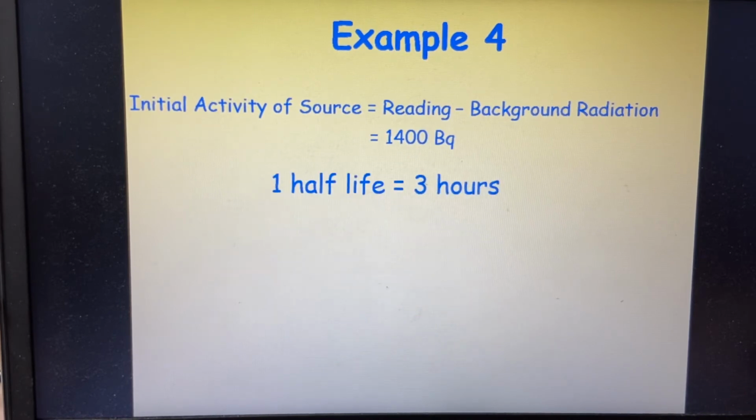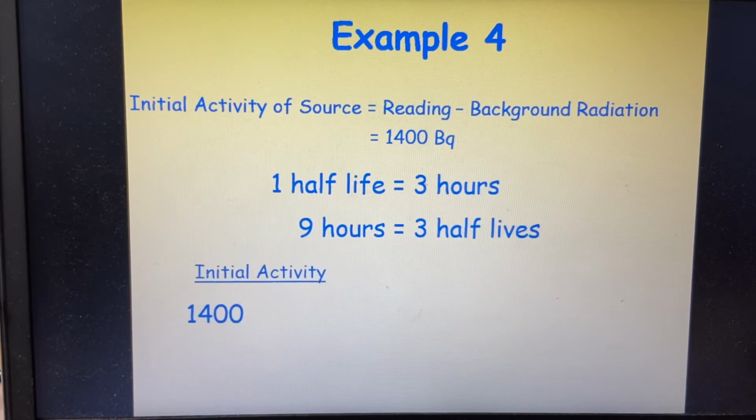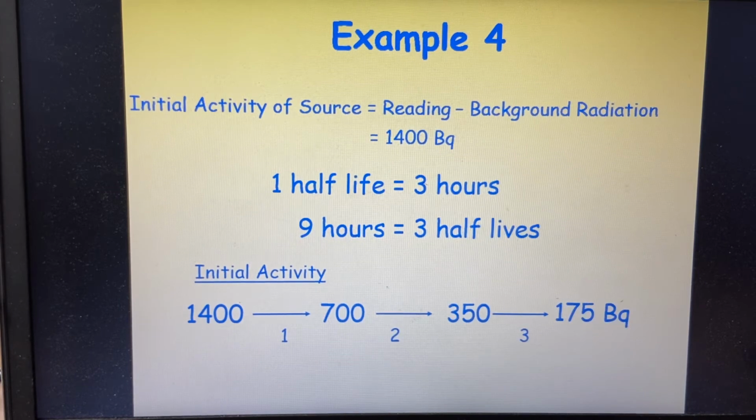We then work out that if one half-life is 3 hours, if we're going to let it run for 9 hours, 9 divided by 3 will just be 3 half-lives. So we start 1,400, half it once is 700, half it twice, 350, half it again, 175 becquerels.